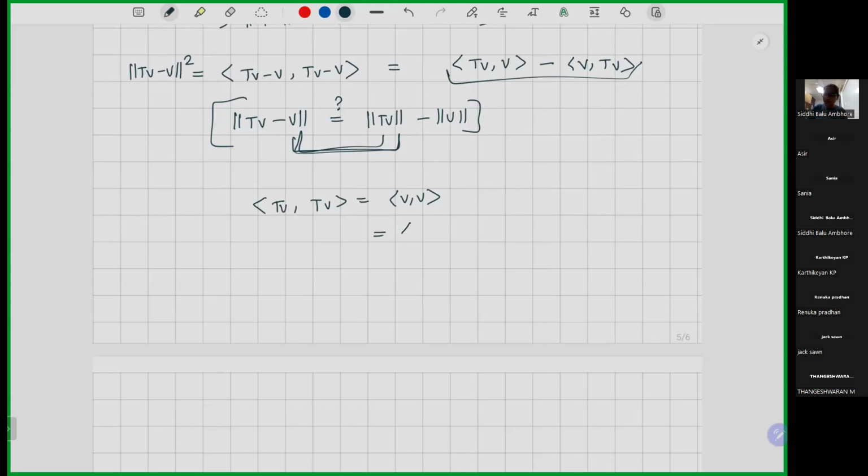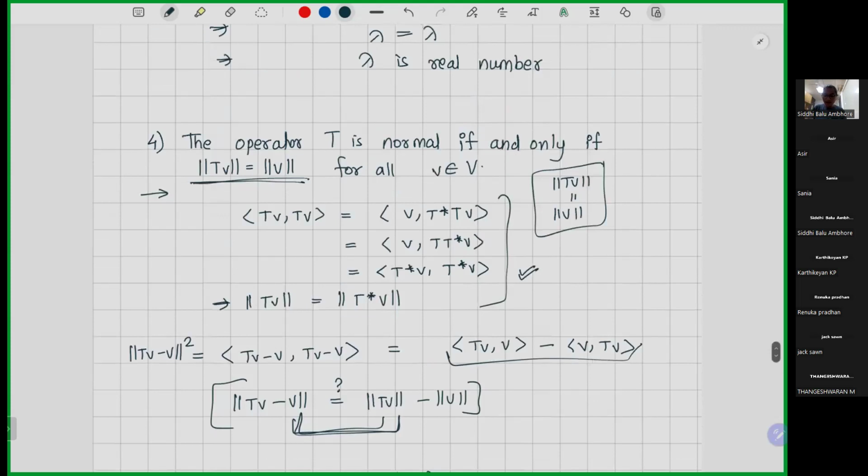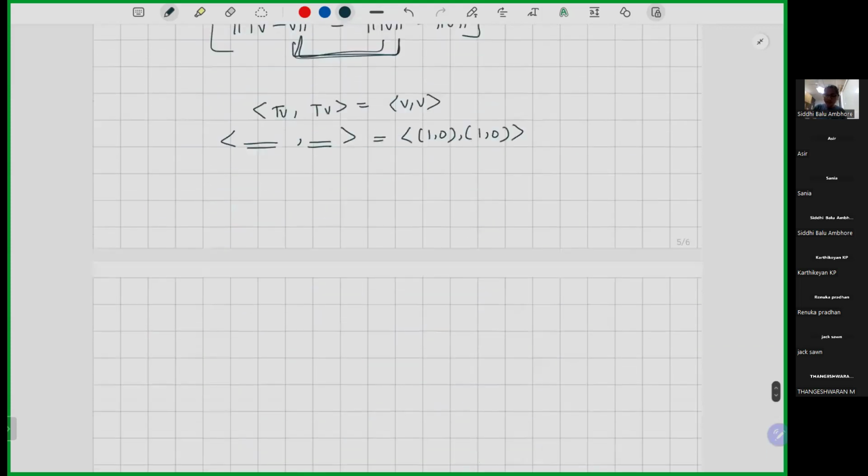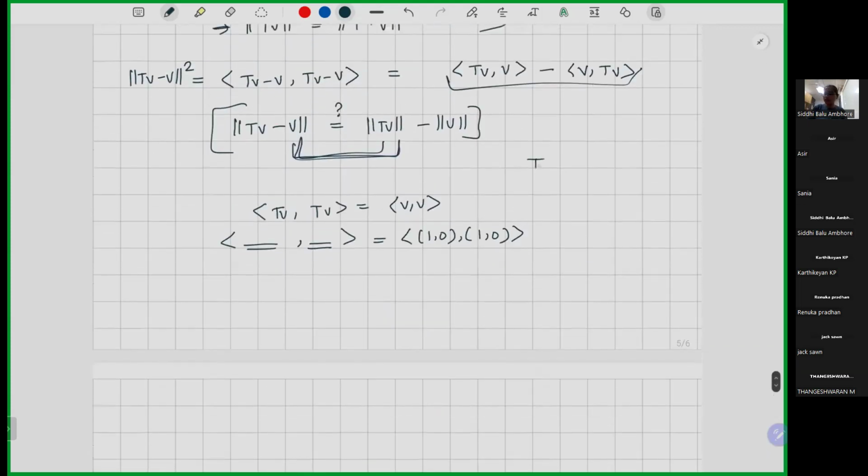For example, I can define TV to be anything. I know that we are working with normal operators, but still T could be anything. Normal is just that T star T must be equal to T T star, right? But it doesn't talk about how the norms of vectors change. It just says that the resultant vector when we commute two linear operators is the same, but it doesn't give any information about how that vector looks.